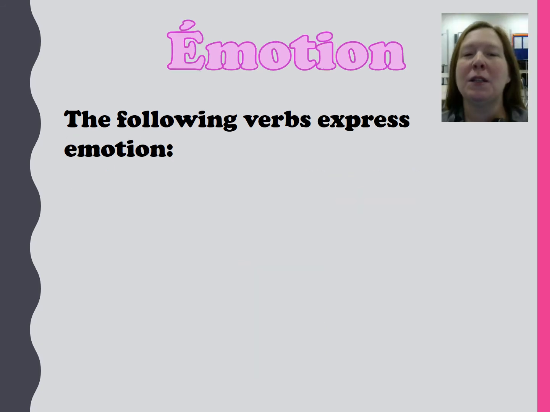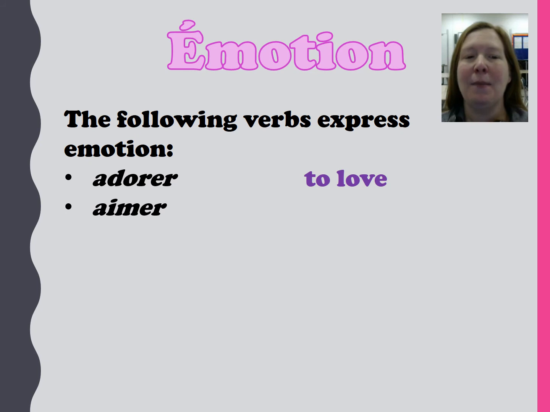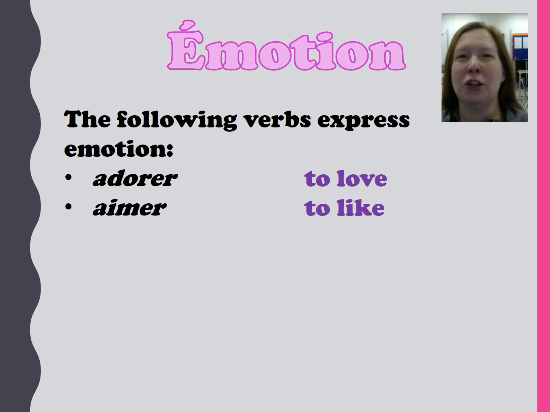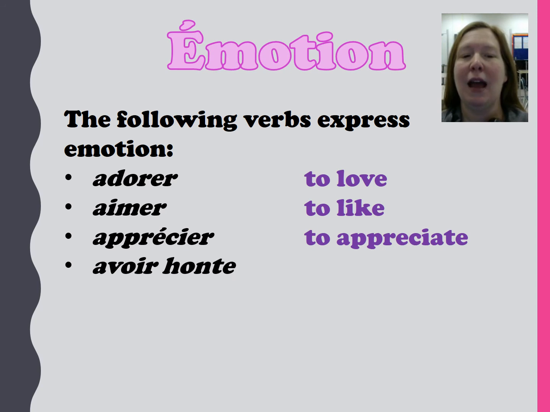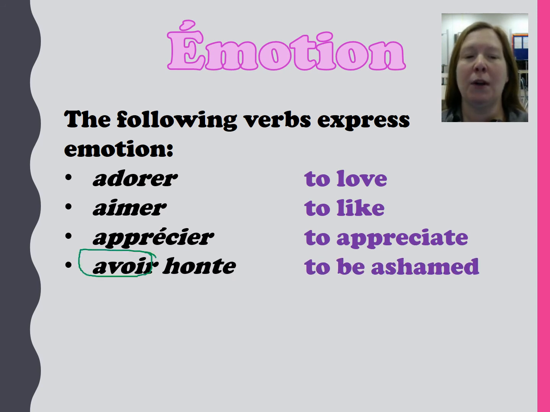The following verbs express emotion. Adorer, to love. Aimer, to like. When we're talking about things, sometimes aimer is translated as to love, but not in this context, because we're generally going to be saying, I like that something happens, or I love, using adorer, that something happens. Apprécier, to appreciate. Avoir honte, to be ashamed, remembering that avoir is the one we are going to conjugate here.